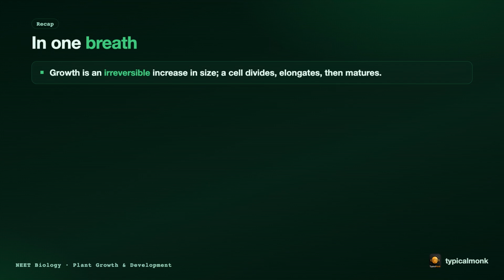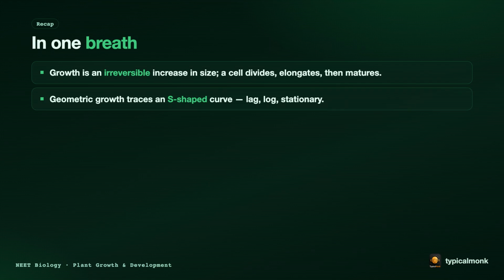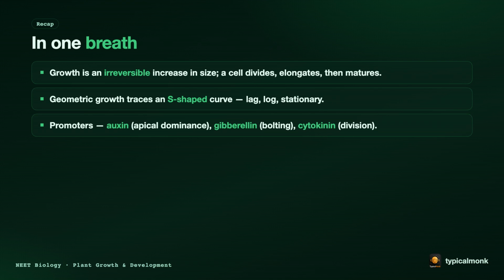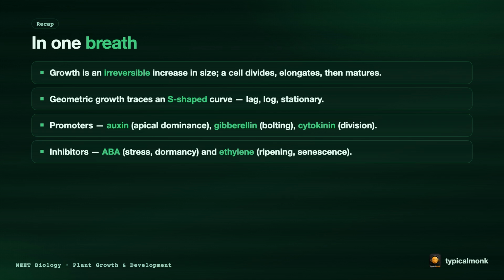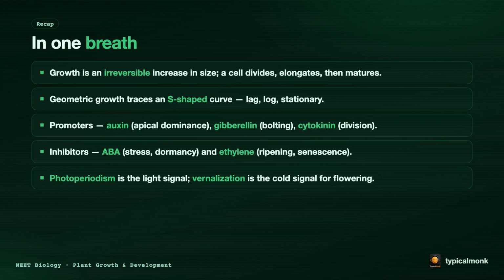Let us gather it all in one breath. Growth is an irreversible increase in size. A cell first divides, then elongates, then matures. Geometric growth traces an S-shaped curve. Lag, log, stationary. Promoters: auxin, that is apical dominance, gibberellin, that is bolting, cytokinin, that is division. Inhibitors: ABA, that is stress and dormancy, and ethylene, that is ripening and senescence. Photoperiodism is the light signal, and vernalization is the cold signal for flowering.